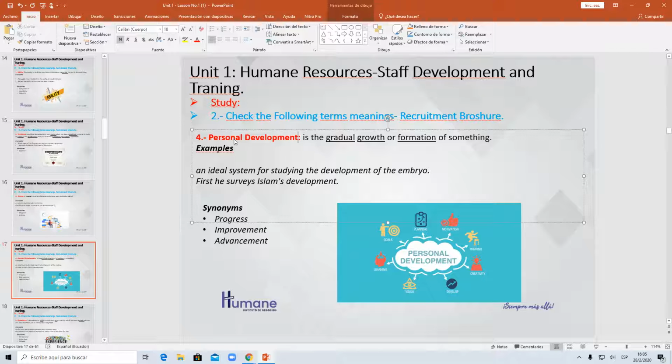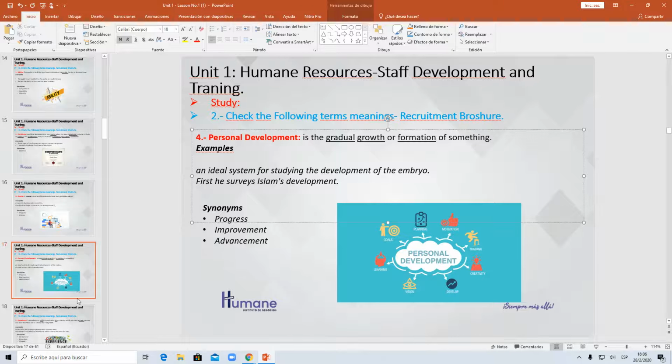Okay, when talking about personal development, we can include different aspects, such as goals, planning, motivation, training, creativity, vision, and learning. You can reach this personal development while you're working in a company or even when you're starting up your own entrepreneurship. And then, step by step, you acquire these other aspects related to personal development. Synonyms for this word are progress, improvement, and advancement.